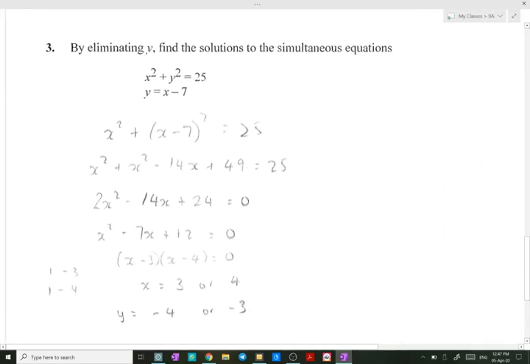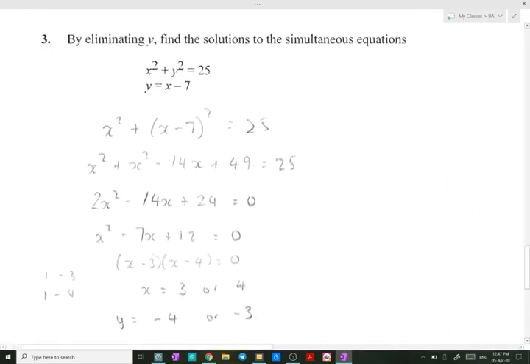Eliminating by number 3, we are solving the system of two equations. One of them is linear and the other is quadratic, or of degree 2. By eliminating y, find the solutions to the simultaneous equations.